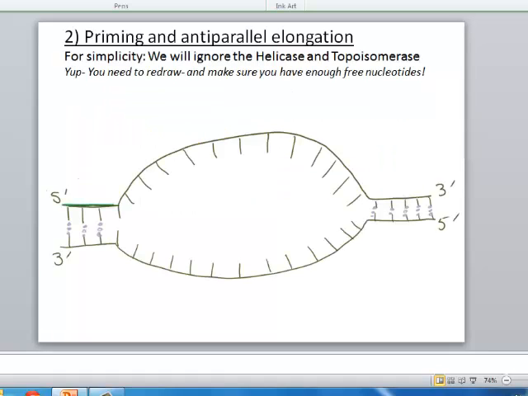For simplicity, we are going to eliminate the helicase and the topoisomerase from this image. You'll need to redraw and make sure that you have enough free nucleotides to make the image clear. This picture doesn't quite have enough free nucleotides in it. So we can imagine that we've just opened up the replication bubble a little bit more. I'm not trying to draw any particular number. I'm just trying to make more so it'll match my next image, and it will make it much clearer. So here we go. Next slide.